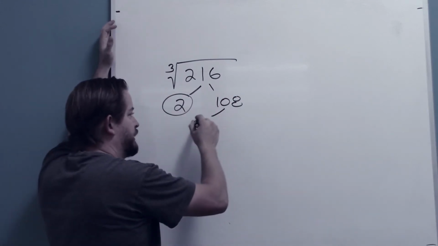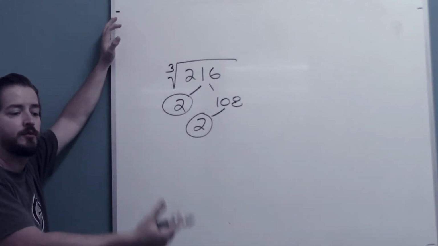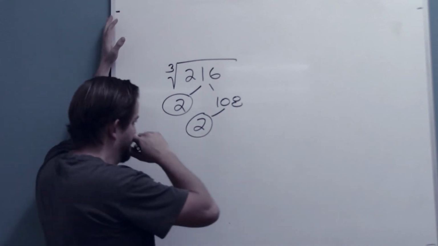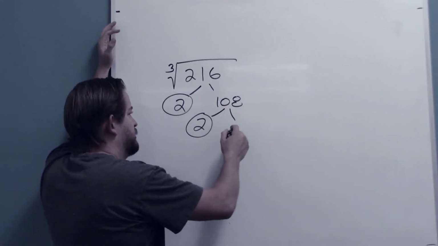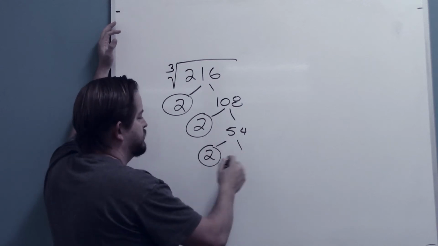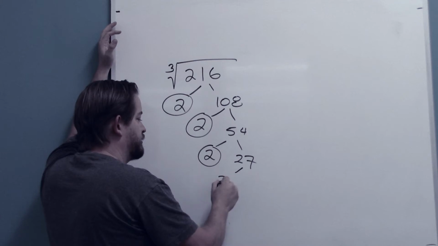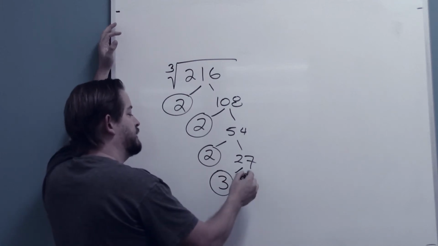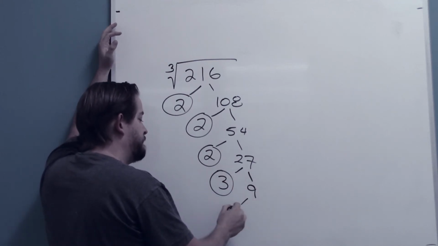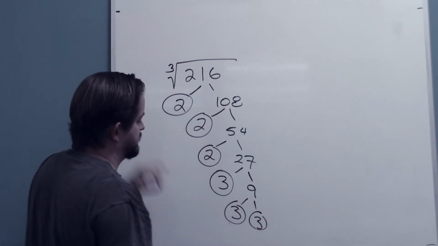108 is still divisible by 2, so I'm going to just divide as many 2's out until I can't, and then move on to 3's and then 5's and so on. Dividing 108 by 2 gives me 54, which I can take another 2 out of, and that gives me 27. There's no more 2's in here, so I'm going to start on 3's. 27 is divisible by 3, leaving me with 9. Divisible by 3 again, leaving me with 3, and that's it. That's as far as I can go.